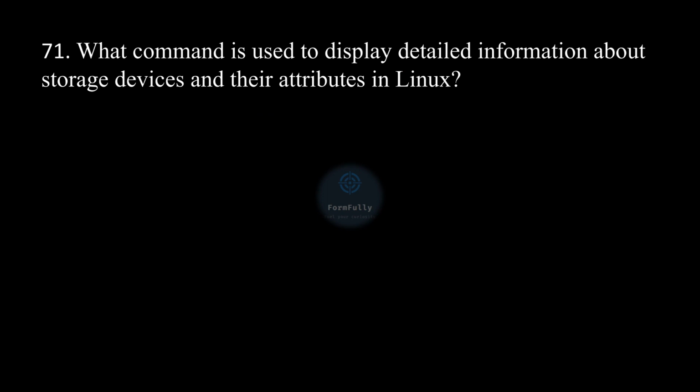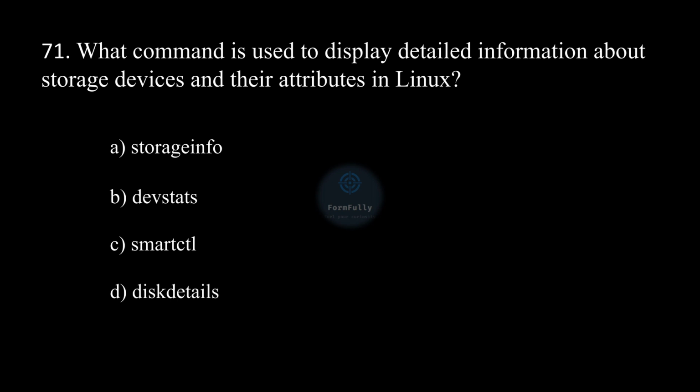Next question. What command is used to display detailed information about storage devices and their attributes in Linux? Options are storage info, devstat, smartctl, diskdetail. The correct option is C, smartctl. The smartctl command is used to display detailed information about storage devices, including their self-monitoring, analysis, and reporting technology attributes in Linux. Other commands are not standard commands for retrieving detailed storage devices in Linux.